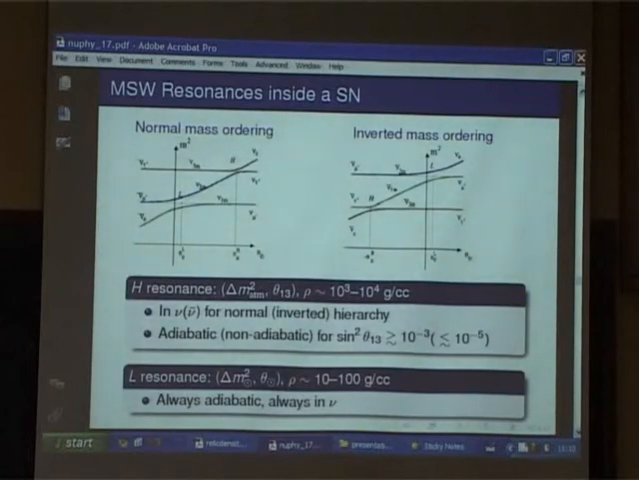Now, which resonance is strange? The H one, because it depends on delta m squared atmosphere, and we don't know the sign of delta m squared atmosphere. So for one sign, the resonance will happen in neutrinos. For the other sign, it will happen in antineutrinos. So now if you try to draw this diagram for m squared, you will see that for normal mass ordering, this H happens in neutrinos. For inverted, it happens in antineutrinos. So again, finally we are going to see some signal on the Earth. If inverted and normal hierarchies give us different features, we will be able to separate the two hierarchies. So this is one more way that you can find out what the hierarchy is, because the final spectra depend on what your hierarchy is.